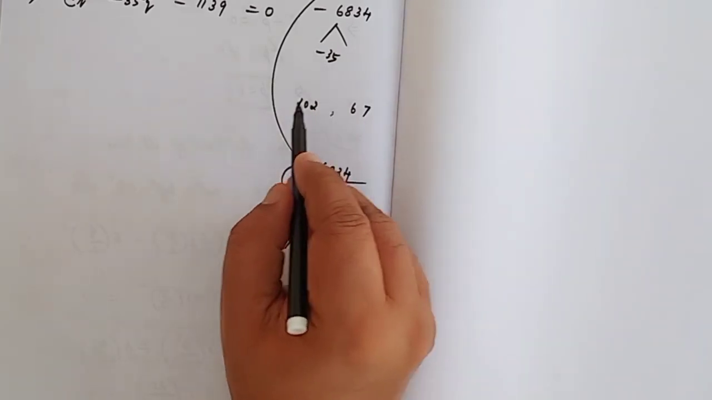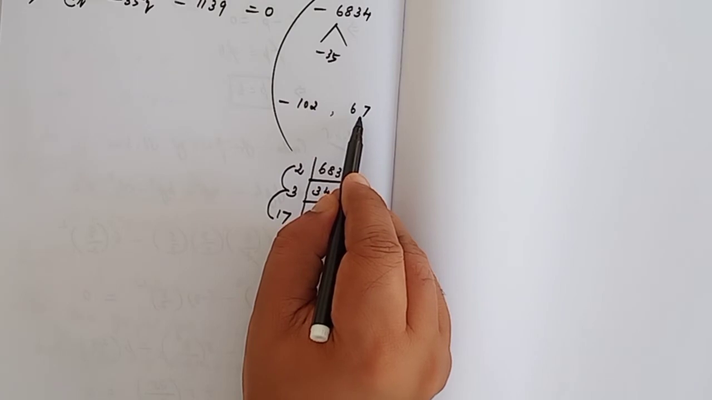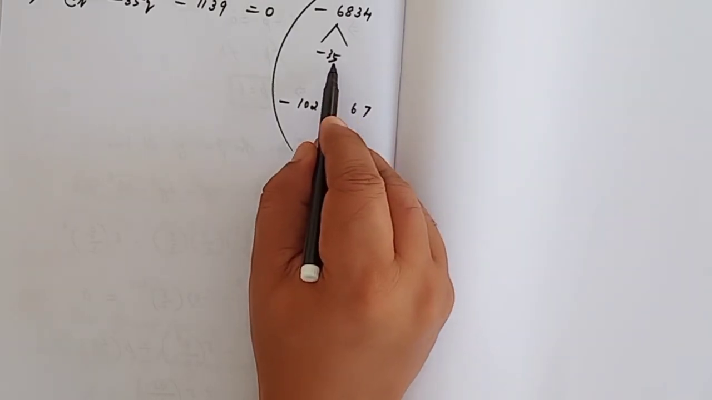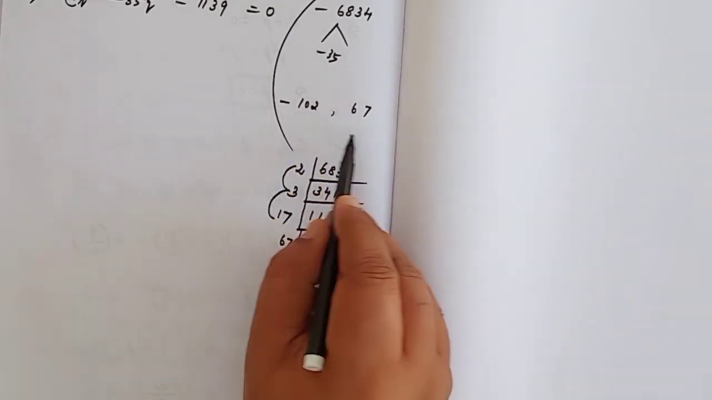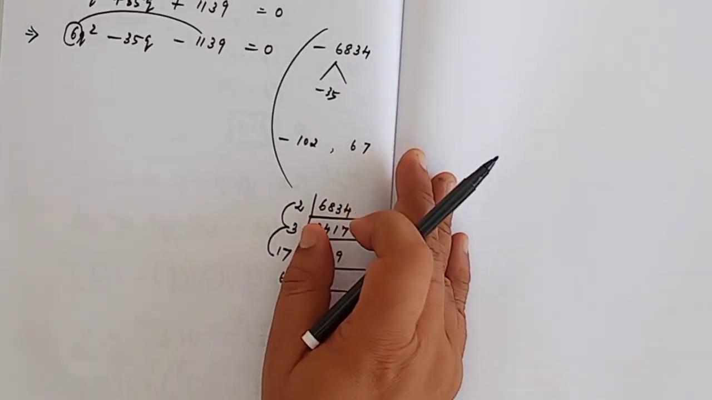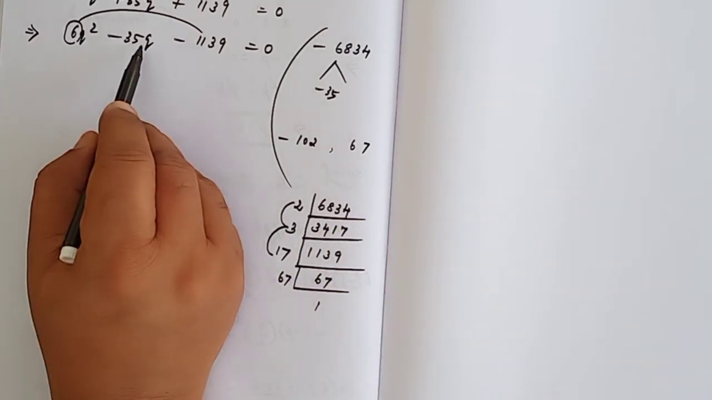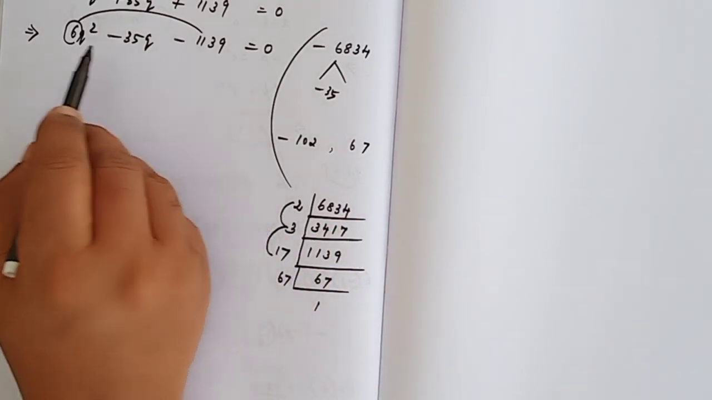For getting minus 35, I have to introduce minus for 102. Minus 102 plus 67, that is equal to minus 35. If you multiply the two numbers, you will be getting minus 6834. Got the two numbers. Since it is a quadratic equation, you can find the values of q directly.